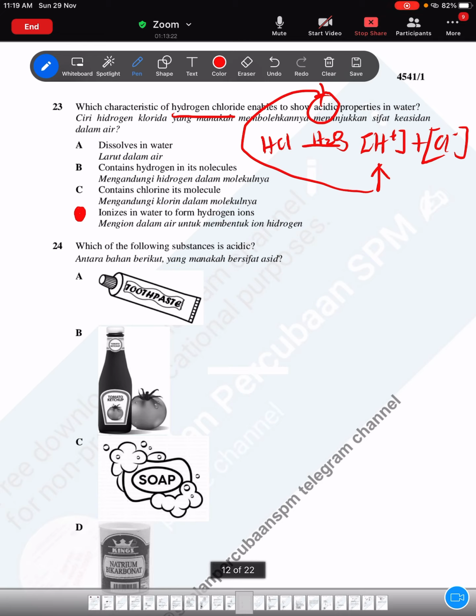On the other hand, which of the following substances is acidic? Toothpaste, tomato sauce, soap, sodium bicarbonate. Which one? Yes, tomato ketchup. These are general questions. You can write it down.